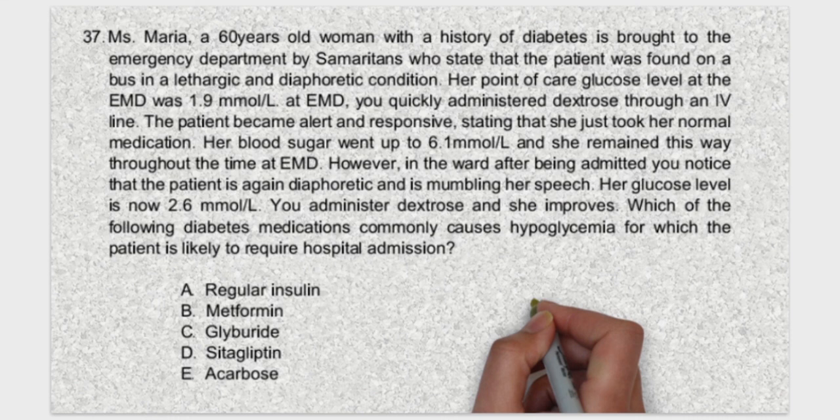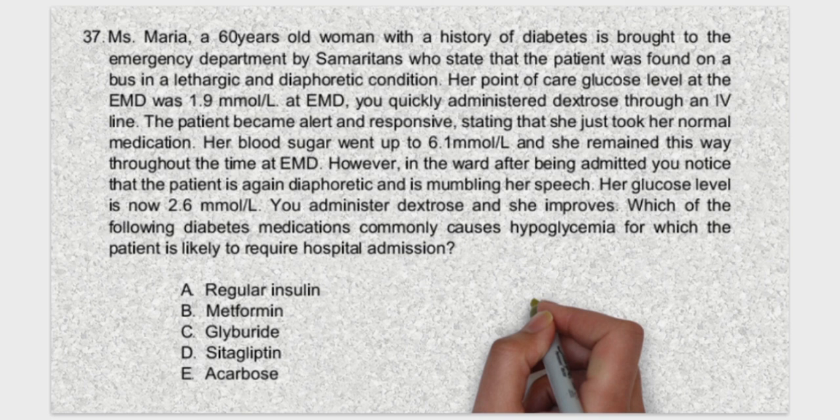Question number 277. Miss Maria, a 60-year-old woman with a history of diabetes, is brought to the emergency department by a Samaritan who states that the patient was found in the bath in a lethargic and diaphoretic condition. Her point of care glucose level at the emergency department was 1.9 millimoles per liter. Oh my god, that's severe hypoglycemia.